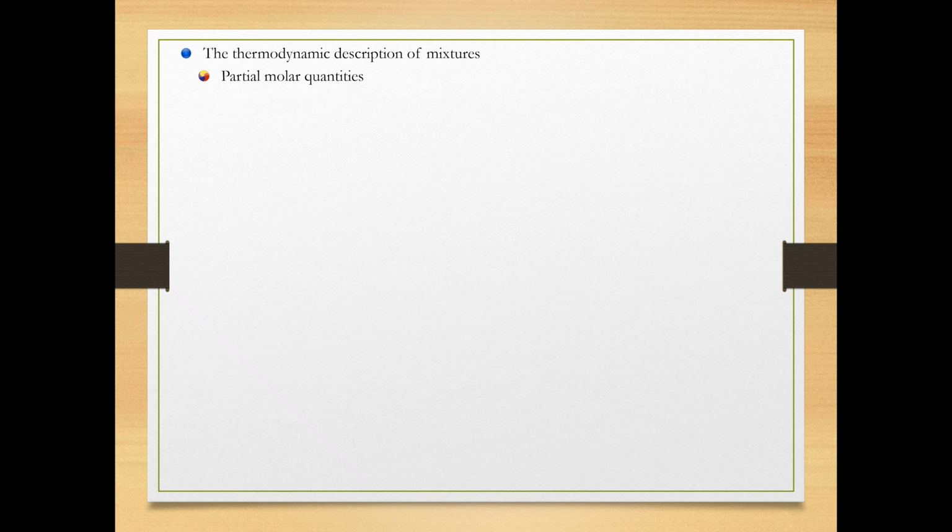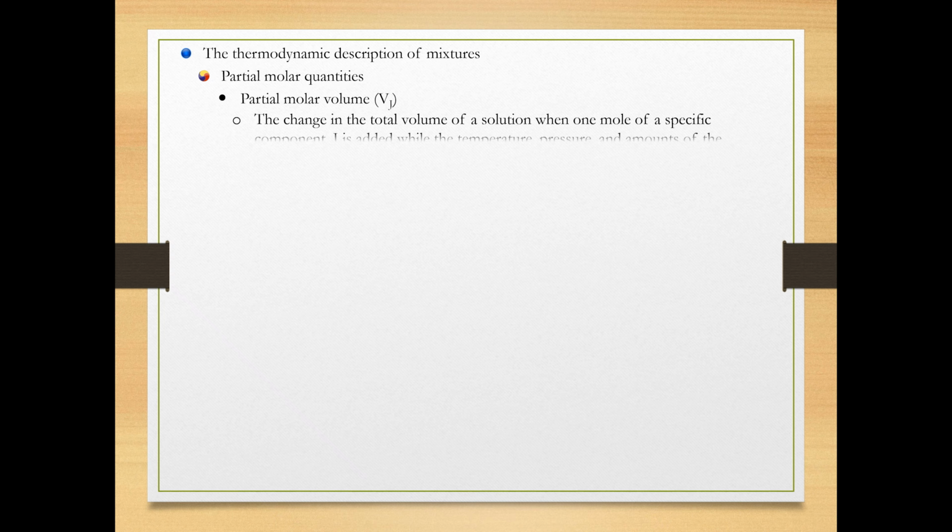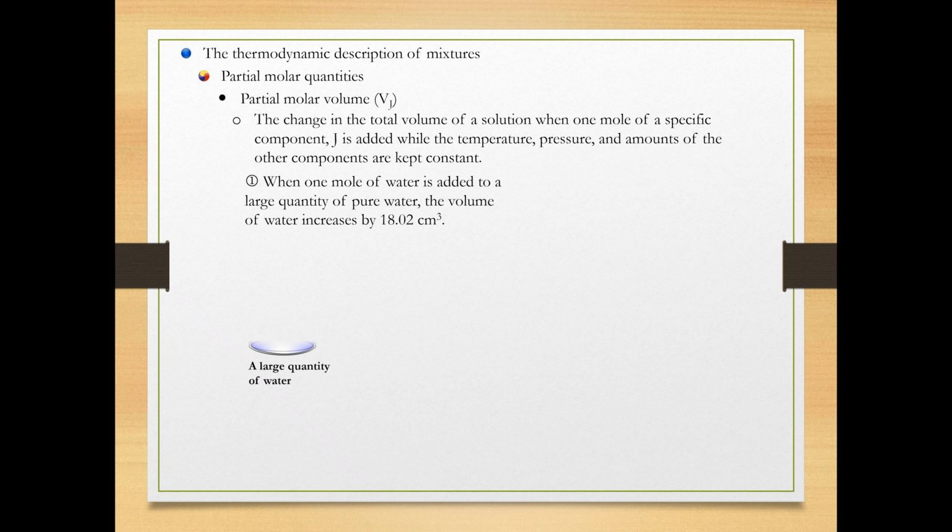The most familiar example of a partial molar quantity is the partial molar volume. The partial molar volume of component J is the change in the total volume of the mixture when 1 mole of J is added, while temperature, pressure, and the amount of all other components are kept constant. Let's apply this idea to the example shown on the slide. Consider a large quantity of pure water. Suppose we add 1 mole of water to it.